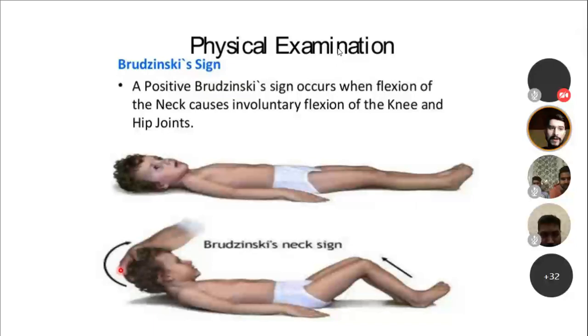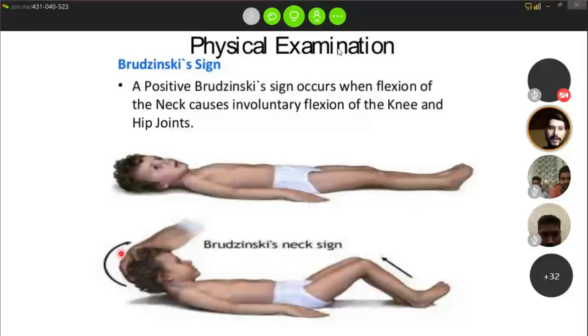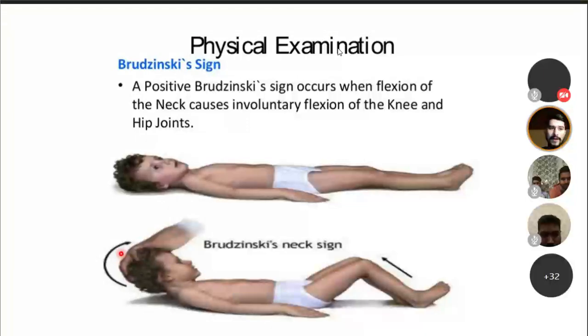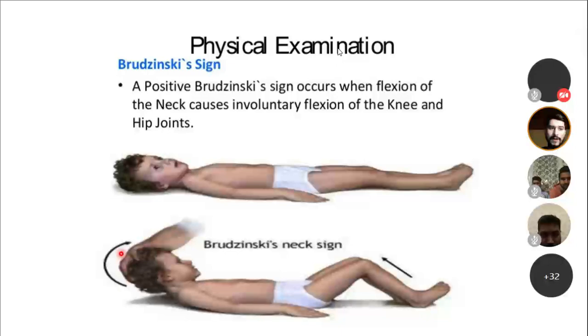Brudzinski sign. That's when you pull the head. It's not the neck rigidity. The neck rigidity, it's when you can't move the neck. These are the neck muscles, which will go to the trapezius muscle, so these muscles are stiff. Well, I also have a stiff neck in the morning, but that doesn't mean I have meningitis, right? So not always a stiff neck is a sign of meningitis.